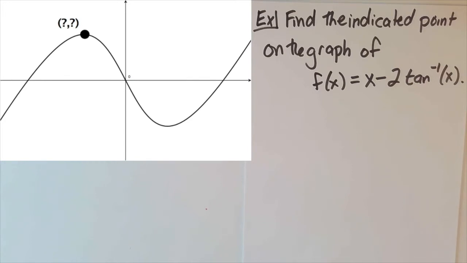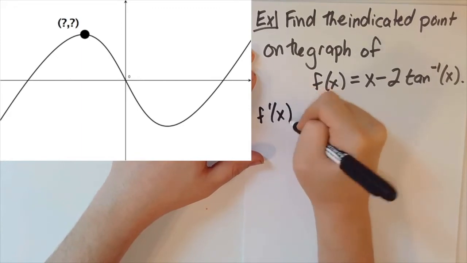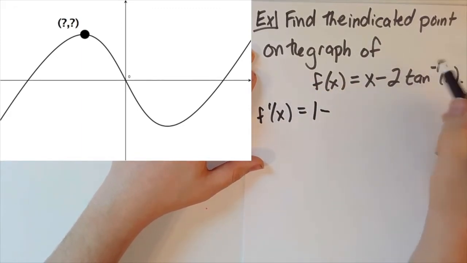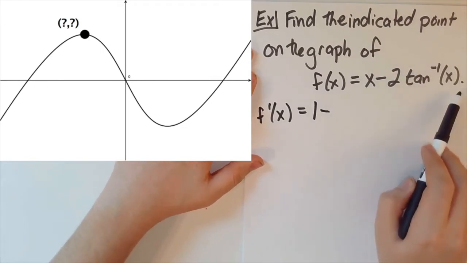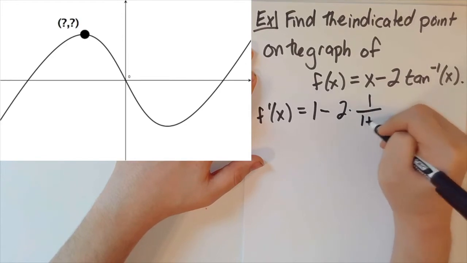So I've got to figure out where this derivative is going to be 0. Okay, so, well, I can't do anything until I have a derivative. So let's go ahead and take f prime of x. So it is going to be 1 minus, and then this 2 arctangent of x, its derivative is going to be 2 times 1 over 1 plus x squared.